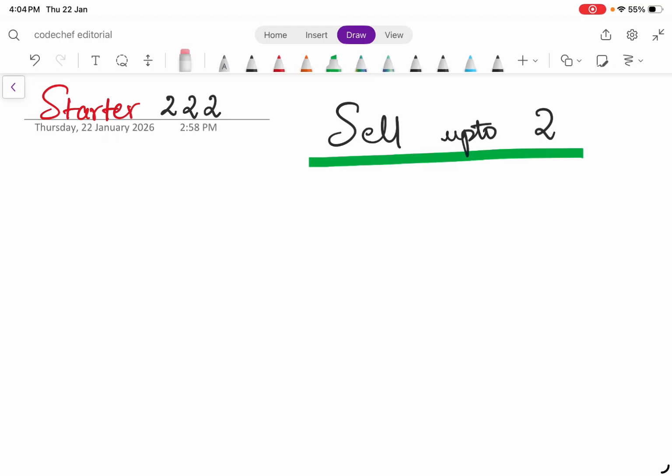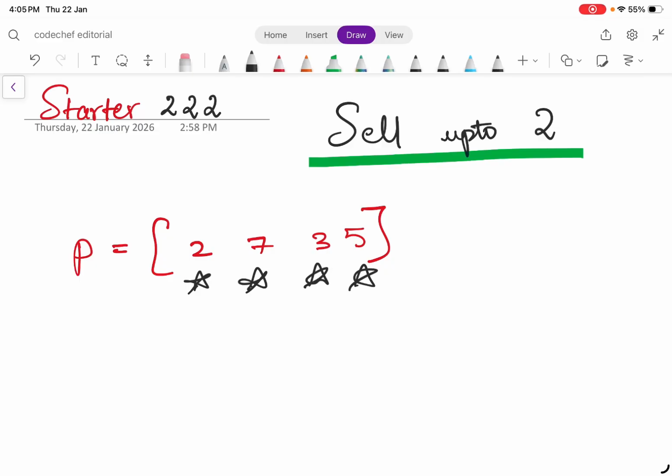Let's take an example to understand this properly. Let's say the prices P are 2, 7, 3 and 5. We know that we'll get a watch on each day, right? Let's represent that by a star. Now our goal is to arrange these watches in a particular way such that the total profit we get when we sell these watches on a particular day is maximized.